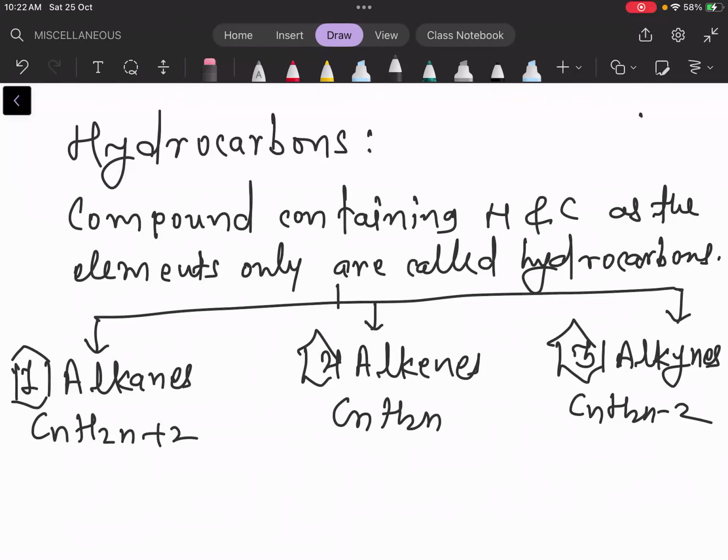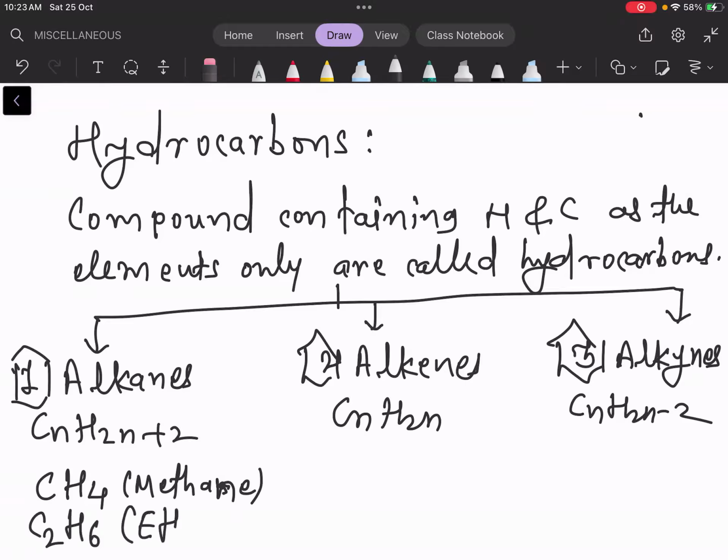Now, alkanes have the general formula CnH2n+2. Means what? If we substitute n is equal to 1, what do you get? C1, H, 2 ones are 2 plus 2. So CH4, nothing but methane. Then n is equal to 2: C2, H, 2 twos are 4 plus 2, 6. C2H6, nothing but ethane.